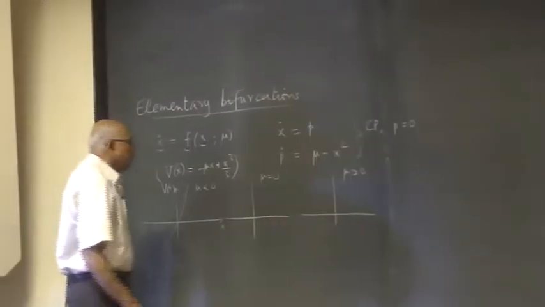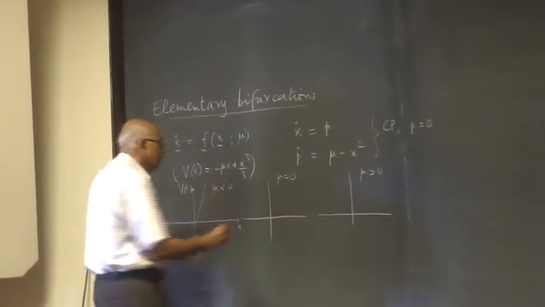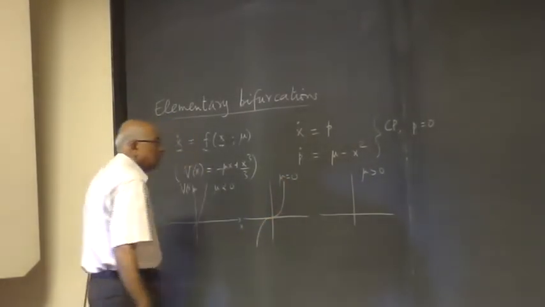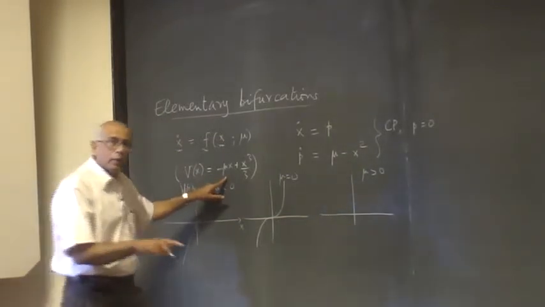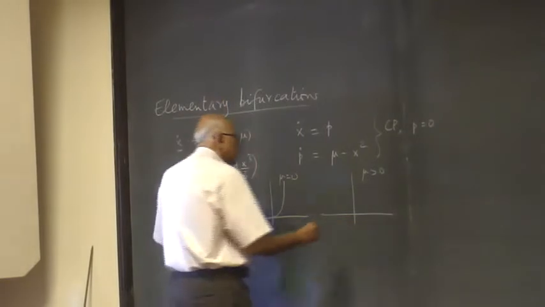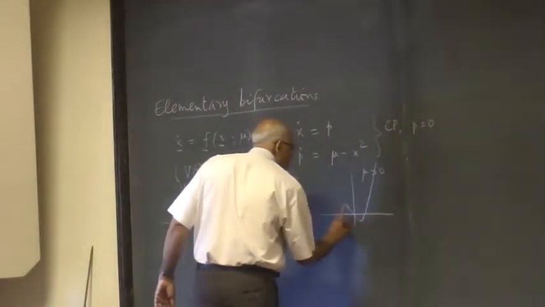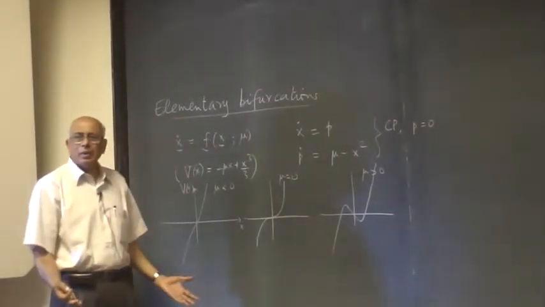Okay. At mu equal to 0, this disappears, and you have an inflection point. And mu greater than 0, this guy has a negative slope at the origin, but then the x cubed term dominates as x increases, so therefore it looks like this. The potential looks like this. Now it's immediately clear what's happening.